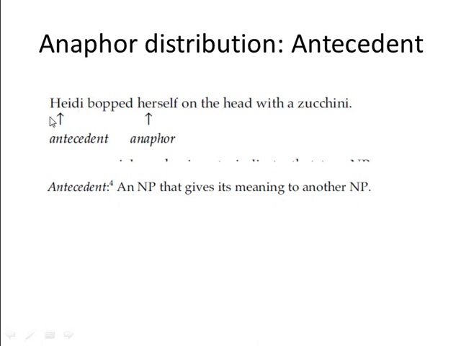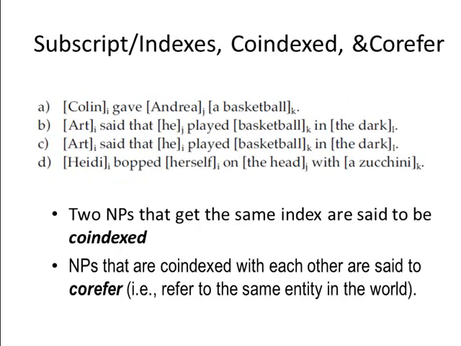Okay, let's go back to this example. Tadi ada kalimat ini, Heidi popped herself on the head with a zucchini. Tadi kita tahu Heidi is our expression. Heidi kemudian memberikan makna kepada herself, karena her ini merujuk kepada Heidi. Herself ini adalah anaphor, kan anaphor harus merujuk kepada noun phrase yang lainnya. Nah, karena Heidi ini memberikan makna kepada noun phrase yang lainnya, maka dia disebut sebagai antecedent. Jadi noun phrase yang memberi makna kepada noun phrase yang lainnya, it's called as antecedent. Okay, remember this. Okay, now let's go next to co-indexations.